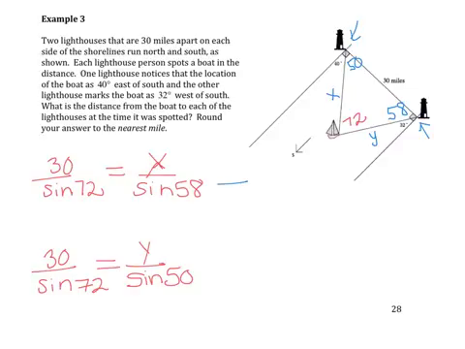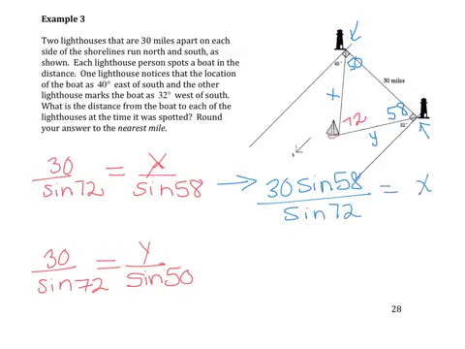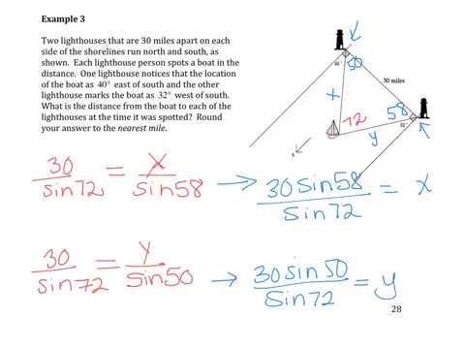Then I'm solving for x, so the ratio is 30 sine 58 over sine of 72 is equal to x. And down below, I'm going to have 30 sine 50 all over sine of 72. Plug those two into your calculator, and we're going to solve for the values of the length of the sides, which is ultimately the distance of the boat from each of the two towers.